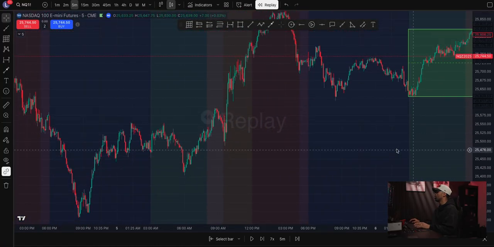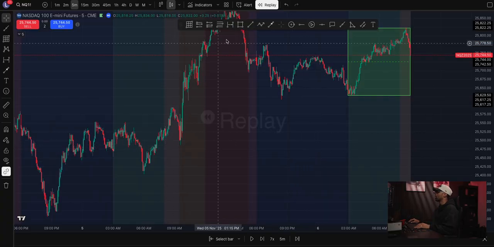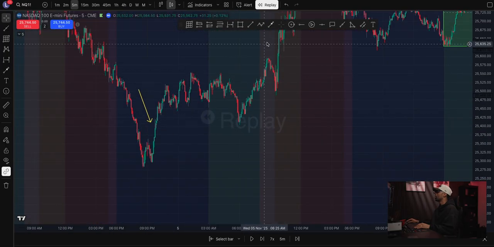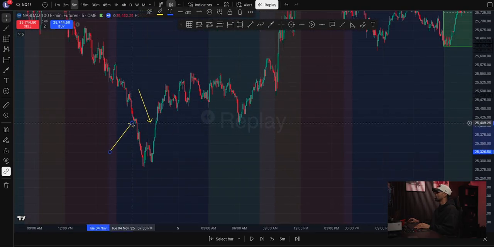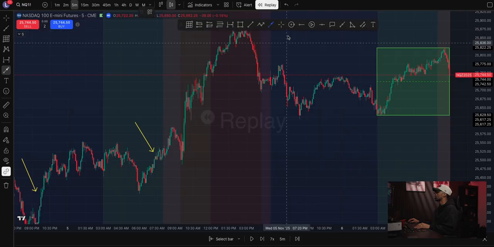Okay, so let's look at it. We don't want to go back too far, but we want to go back far enough to find where we can find support and resistance. And we always find it after a big uptrend or after a big downtrend, okay? Same thing here, big uptrend, or a big downtrend.